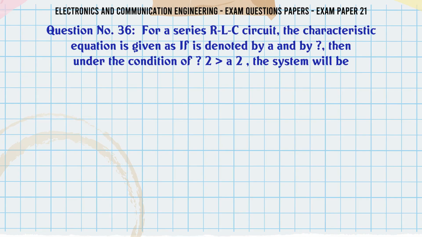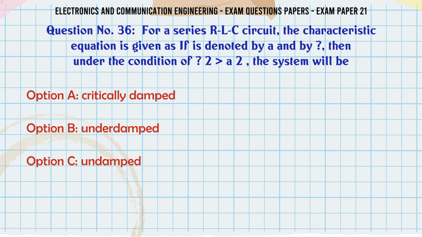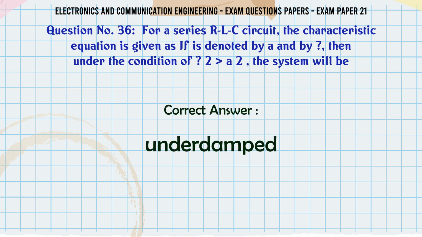For a series RLC circuit, the characteristic equation is given, with the damping ratio and natural frequency denoted by symbols. Under the given condition, the system will be: A, critically damped; B, underdamped; C, undamped; D, overdamped. The correct answer is underdamped.